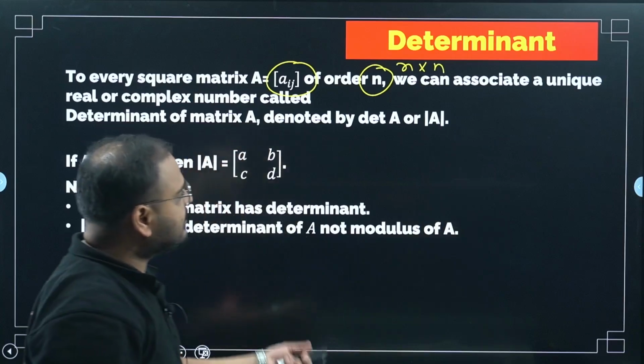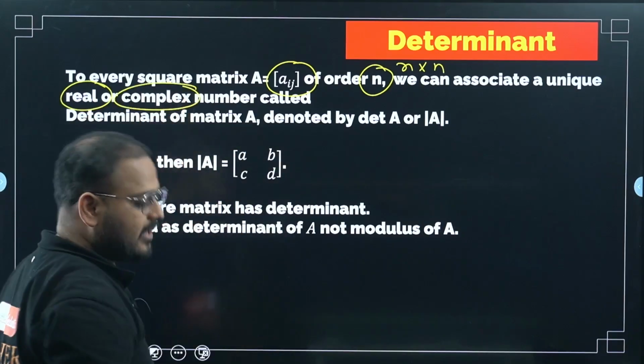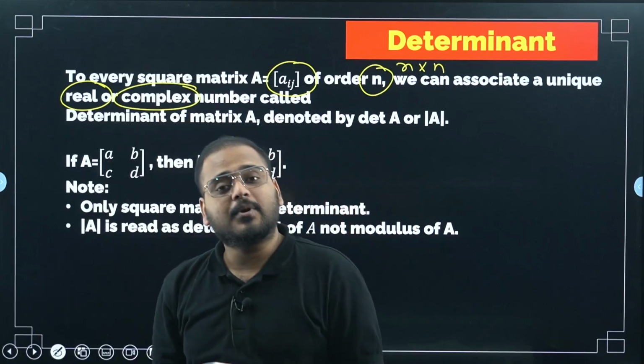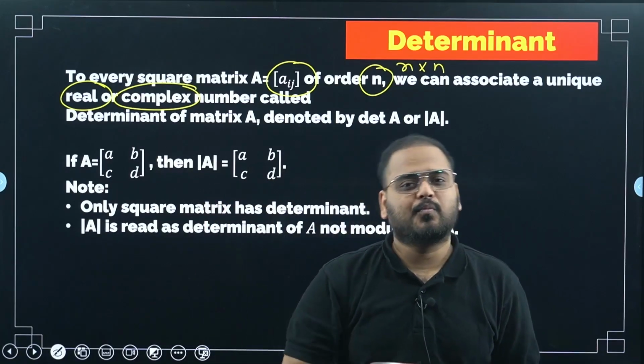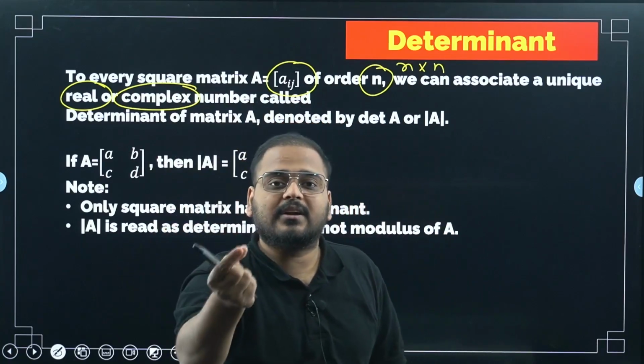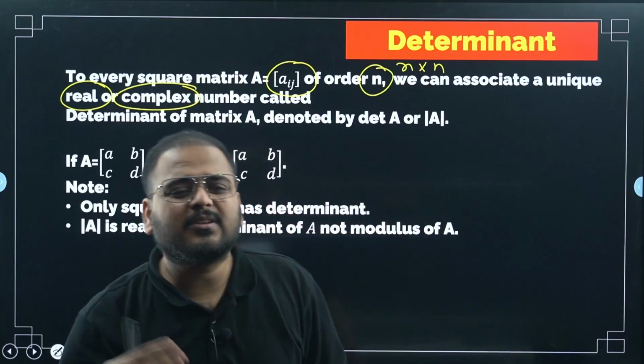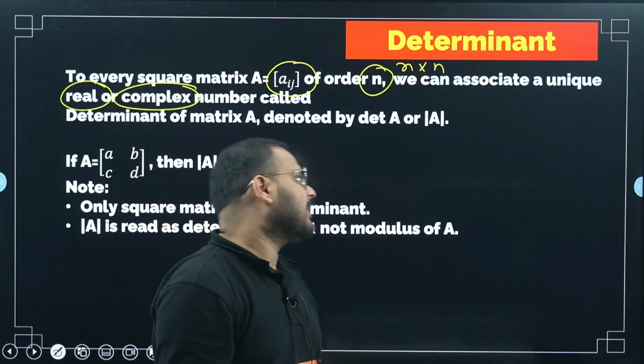So we can associate a unique real or complex scalar number with it. This number can be either a real number or a complex number, so both conditions are true here. The number which comes out of the determinant can be real or complex, depending upon the situation, whatever the question has been given to you.